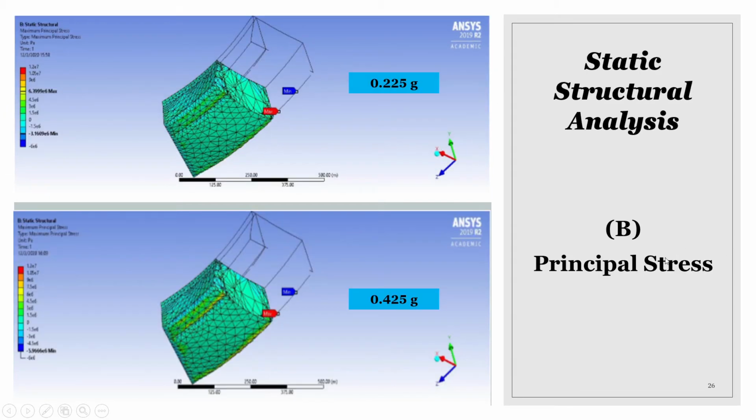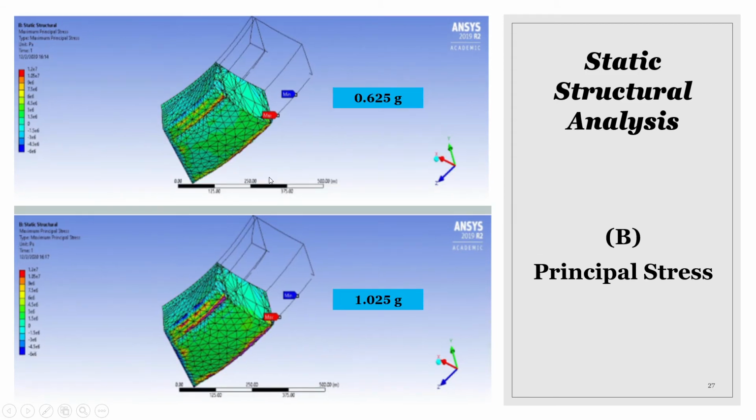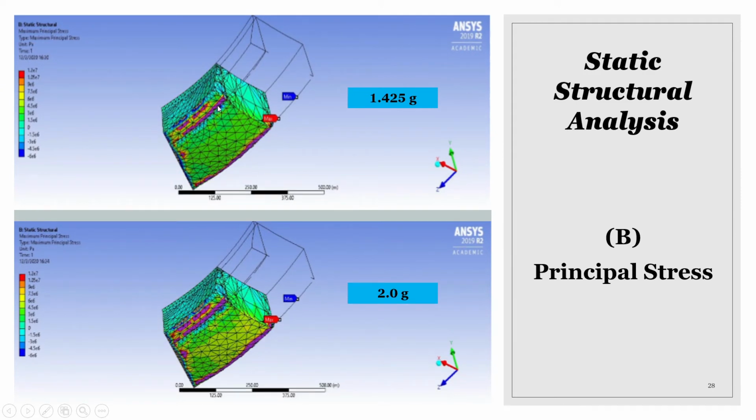For principal stress, the maximum stress occurs at the dam foundation, or at the bottom of the dam section, for each value of background acceleration. Also, similar to the total deformation, when the background acceleration increases, the maximum stress will also increase at the dam foundation or at the bottom section of the dam.